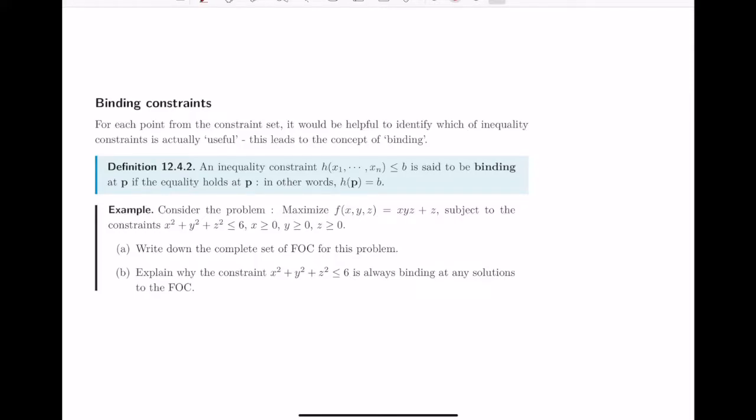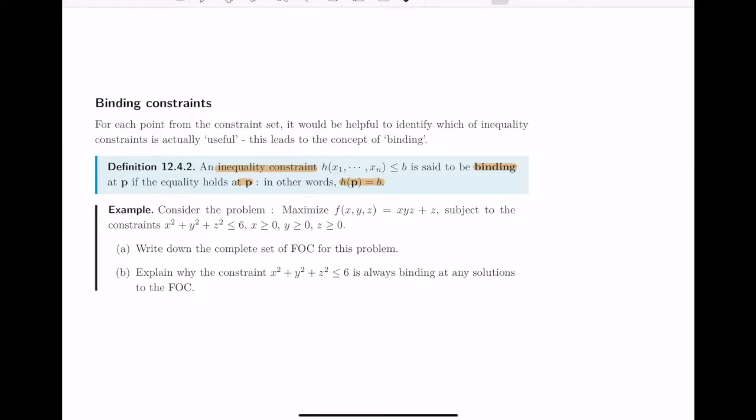Before I move on, I want to make some remark on binding constraints. Let me remind you what it means for an inequality constraint to be binding at a point P. It means nothing else than when you put the point P into your constraint function, the equality holds. Or in other words, h at P equals b. So P will satisfy the equality of your inequality constraint.